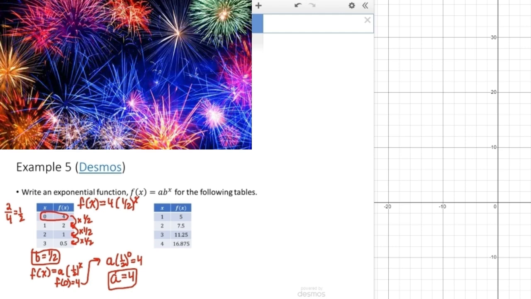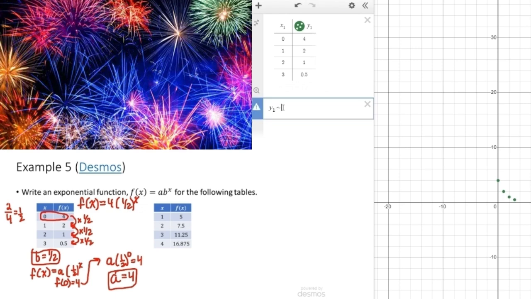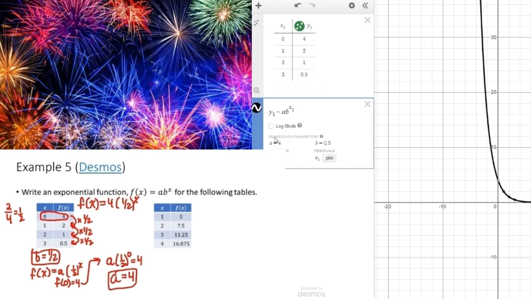We can also use regression curves to help us figure this out in Desmos. If we make our table and enter our values, in line 2 we start typing in the regression curve command, y sub 1, tilde, and then the form of the function we want, a times b raised to the x sub 1. And here we see that a is 4 according to Desmos, and b is 0.5, which is the same as 1/2. So we could use the regression curve command to come up with our function as well.